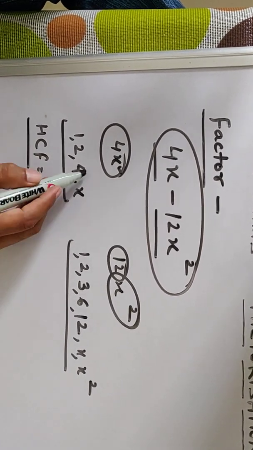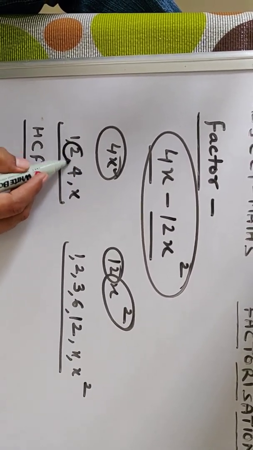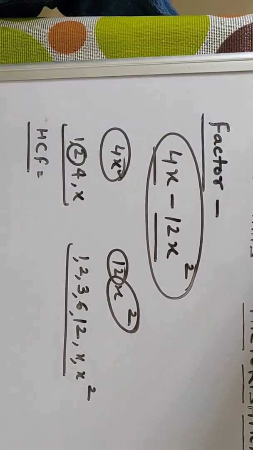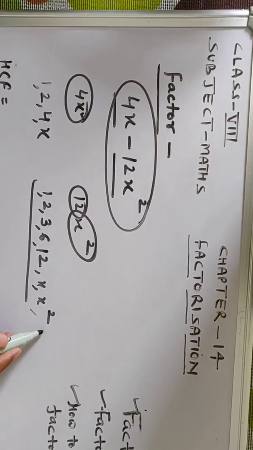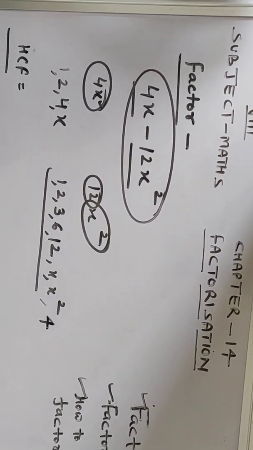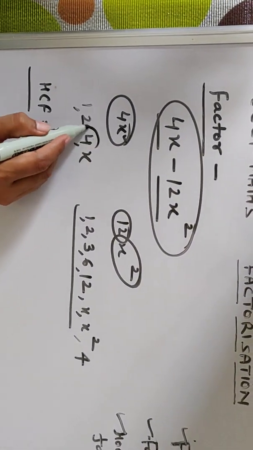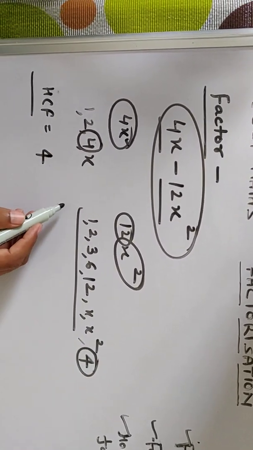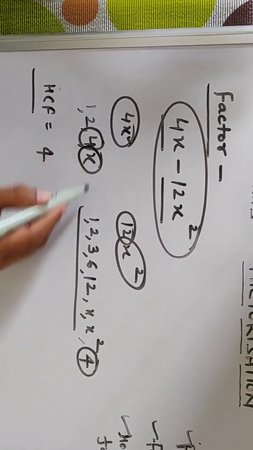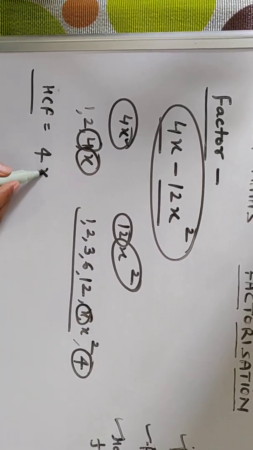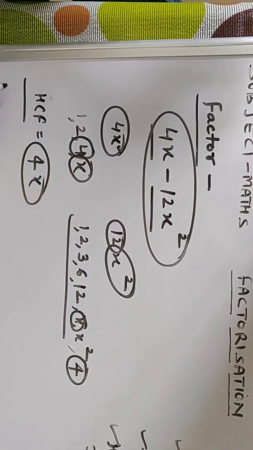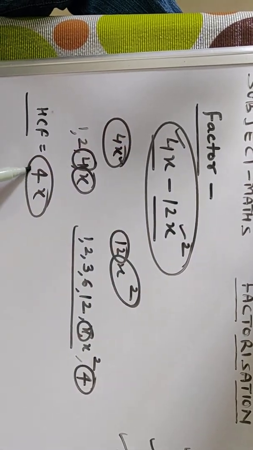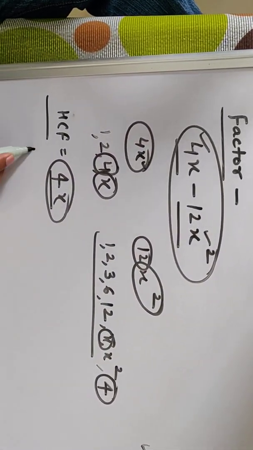HCF is 2. Okay, we forgot one more factor, 4. Now what is the highest common? 4 is the highest common number, and in case of variable, what is the highest? X is the highest. So 4x is the highest common factor, and from both the terms we can take 4x as a common. So what is our expression?